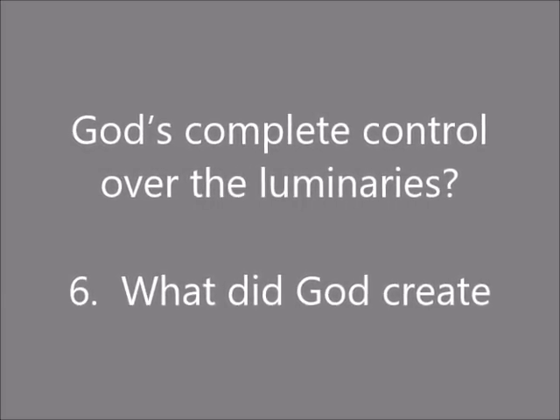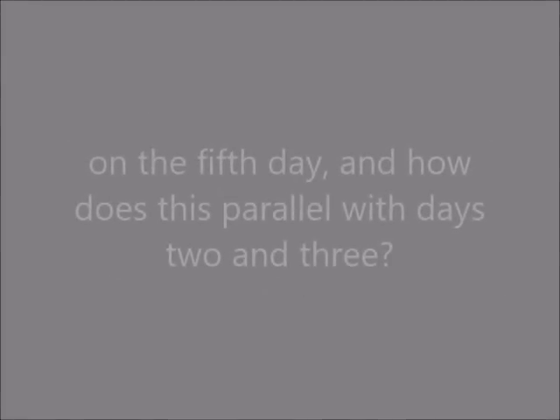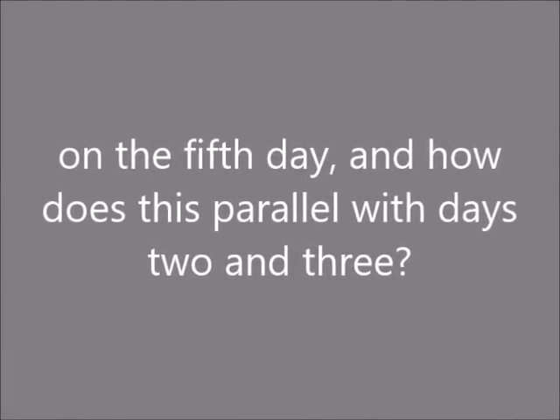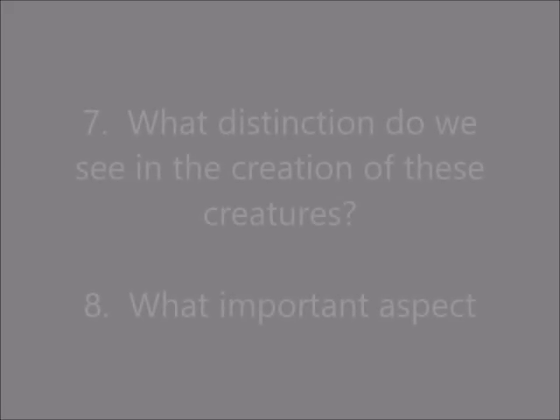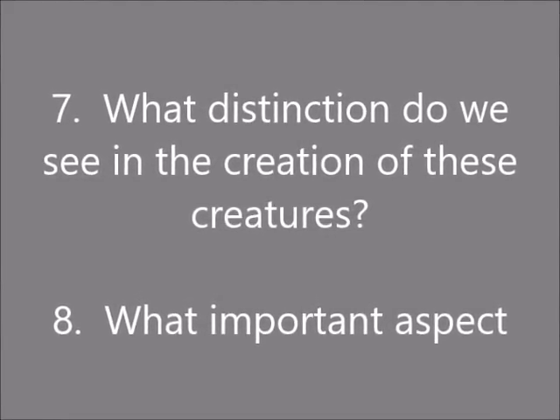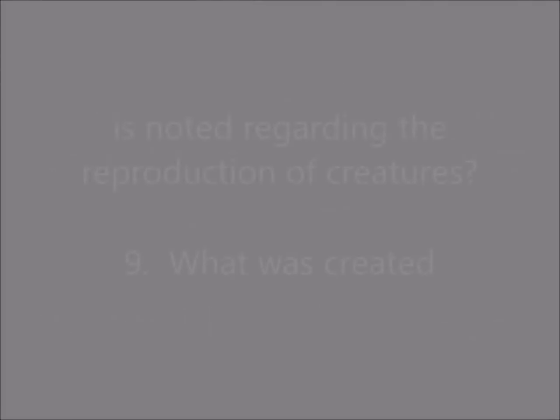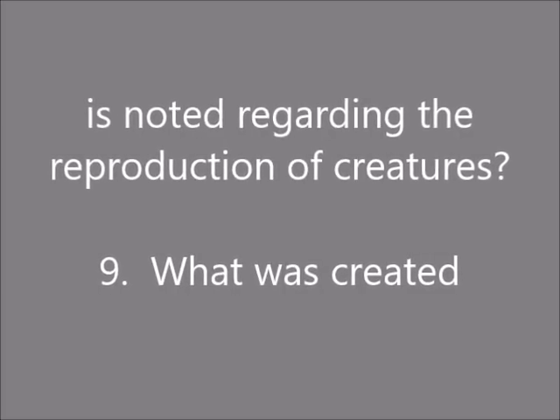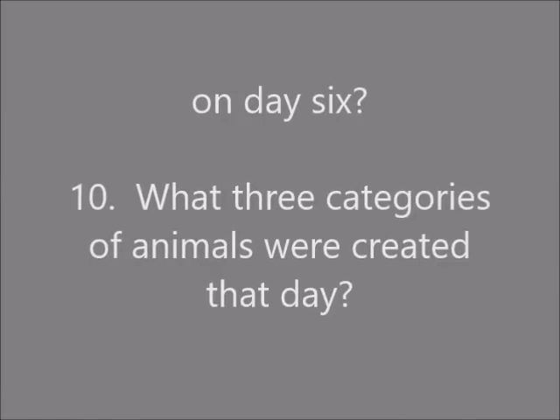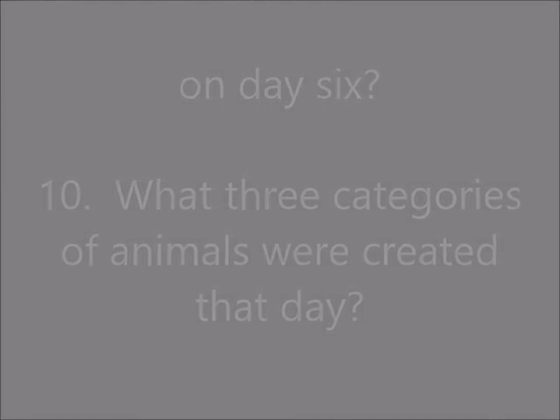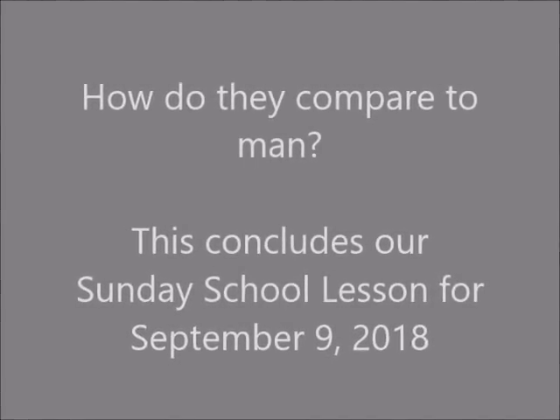6. What did God create on the 5th day, and how does this parallel with days 2 and 3? 7. What distinction do we see in the creation of these creatures? 8. What important aspect is noted regarding the reproduction of creatures? 9. What was created on day 6? 10. What 3 categories of animals were created that day? How do they compare to man?